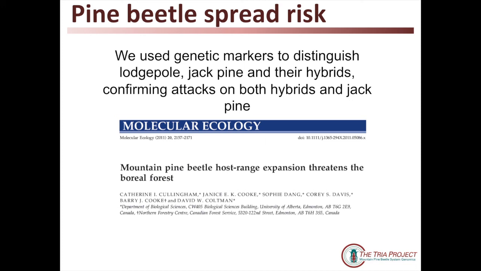So maybe a lot of people in Alberta already knew that jack pine was being attacked, but the nation didn't. So it was really important to be able to conclusively say, yes, the beetle is attacking jack pine.